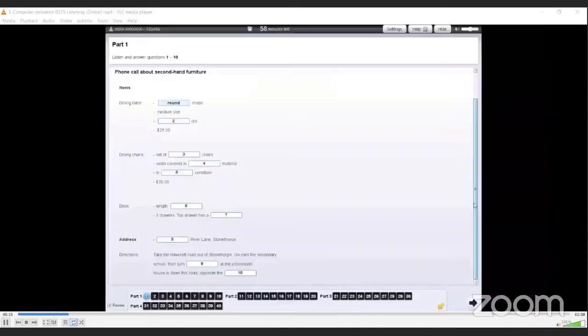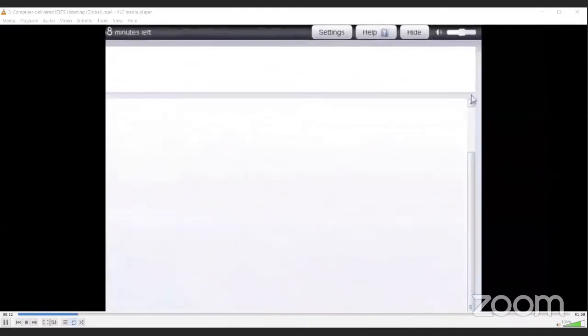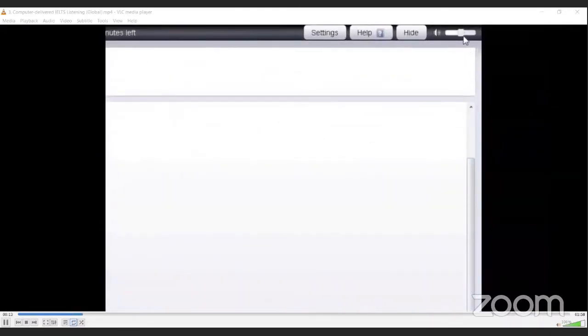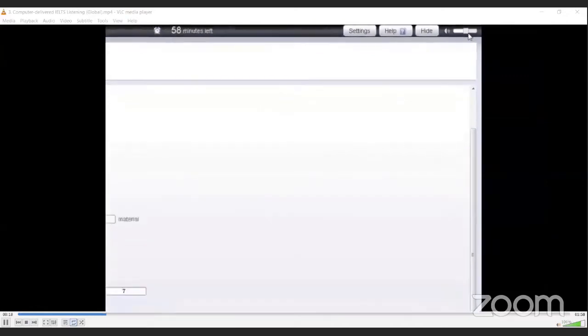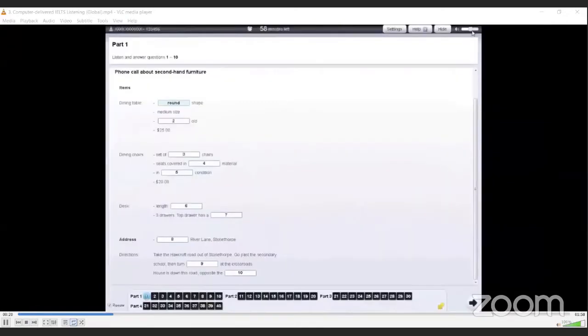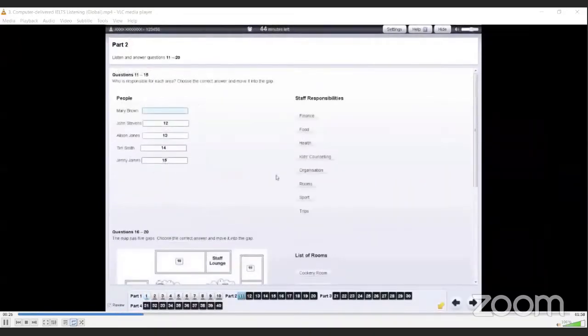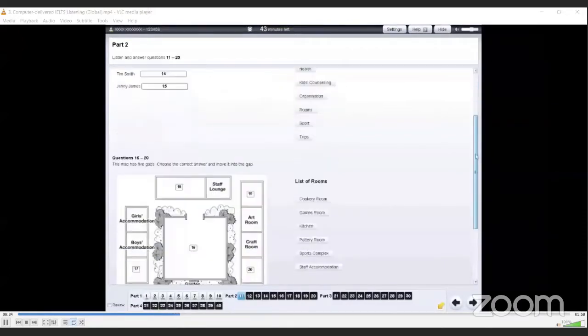For the listening test, you can change the volume by using the volume bar in the top right at any time during the test. For each part of the listening test, you will hear the recording once only. Some parts of the test have more than one type of question. Each type of question has its own instructions.